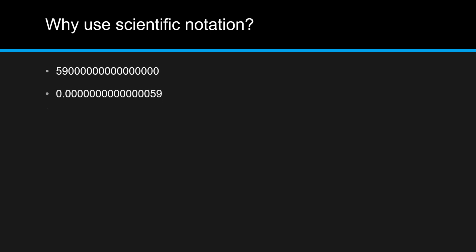As another example, this decimal is a very, very tiny number that also has a lot of zeros and can be very hard to work with. So instead, we can write these numbers in scientific notation so that they are easier to work with, write down, and plug into a calculator.